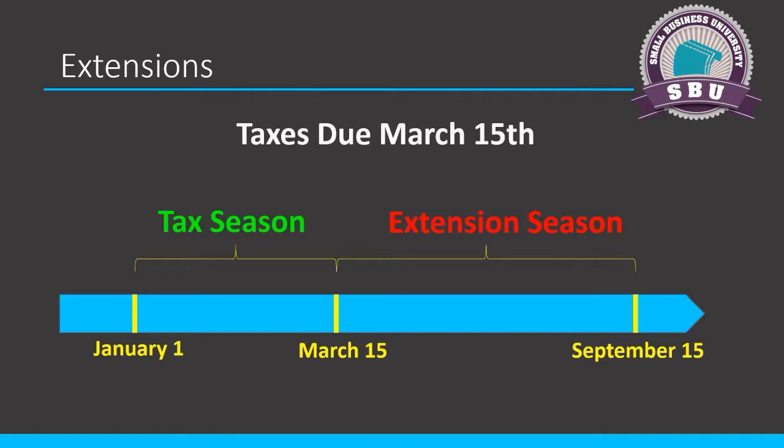If an extension is filed, you have an additional 6 months to file it. So that means until September 15th. And you can see in the slide that's called extension season. So we have tax season and extension season. By extending the return, what you avoid are the late filing penalties. If I extend a return, I don't get any filing penalties. But if I don't extend it, that $195 per shareholder penalty starts accruing. So that's why we extend these things.